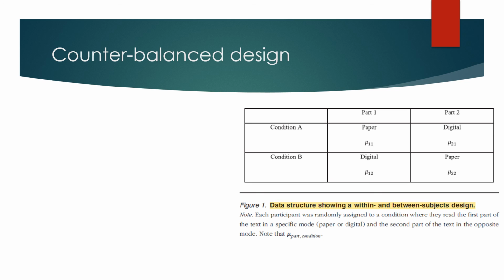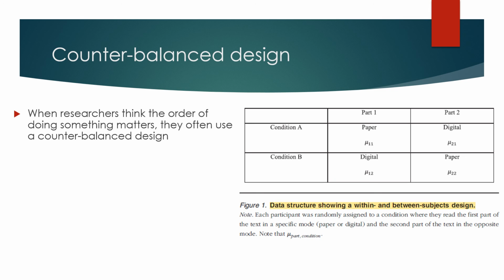Okay, so now we're going to look at counterbalance design, and this is something that researchers use when they think the order of doing something matters. And conveniently, in the article that we read, they gave us this table over here that details the order in which a person experienced the digital or the paper version of the reading and then got switched to the other version in the second part.